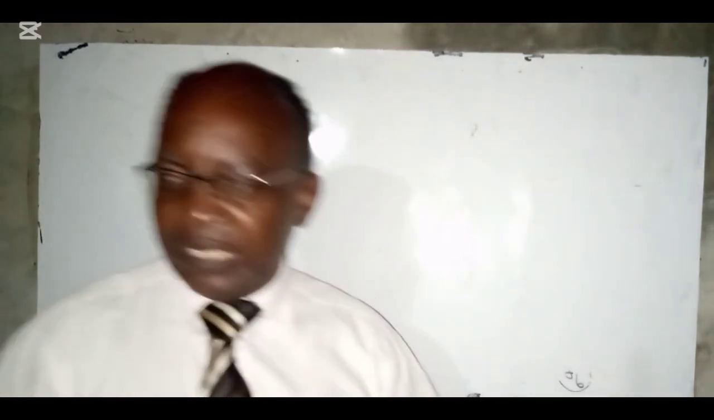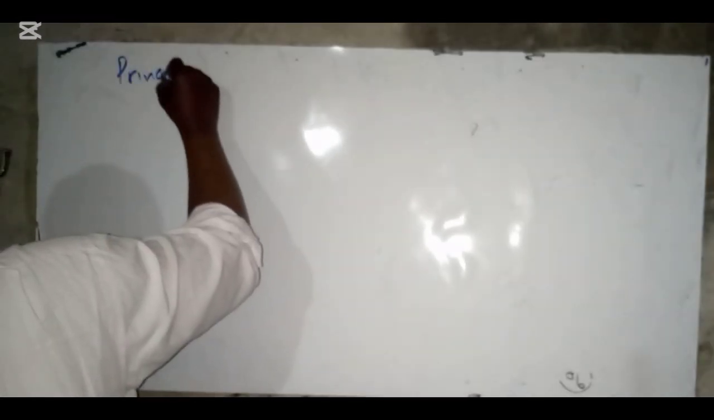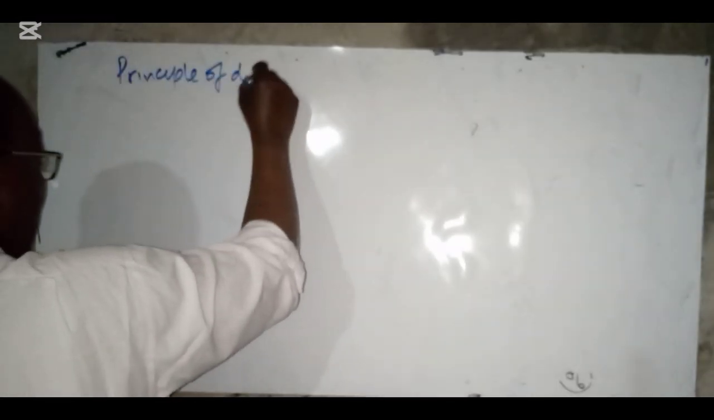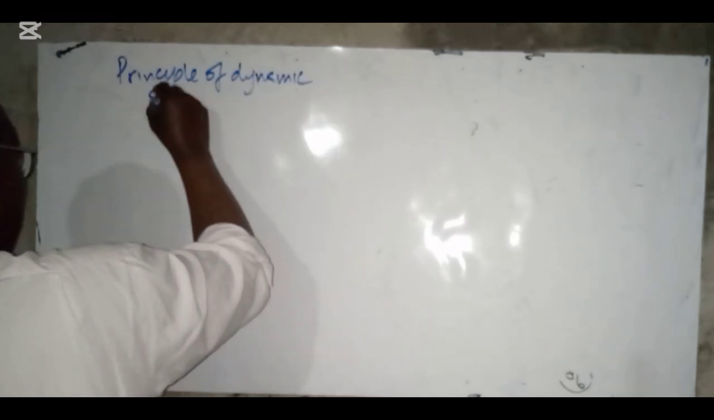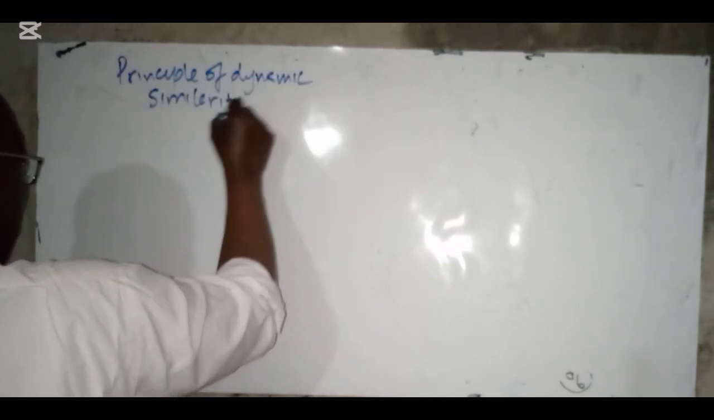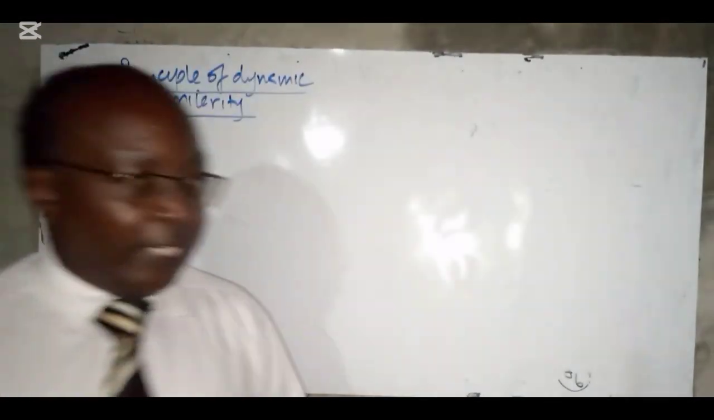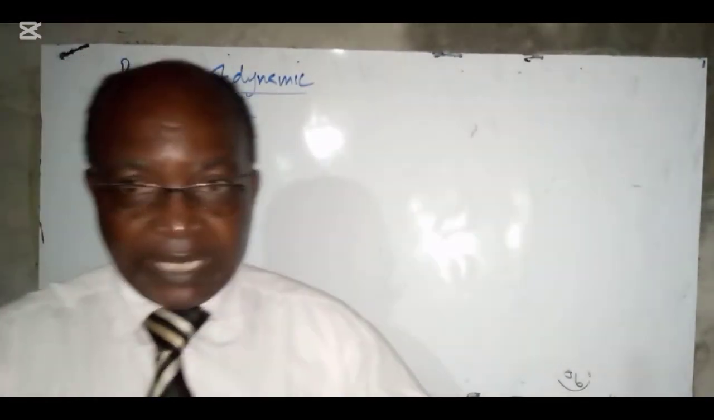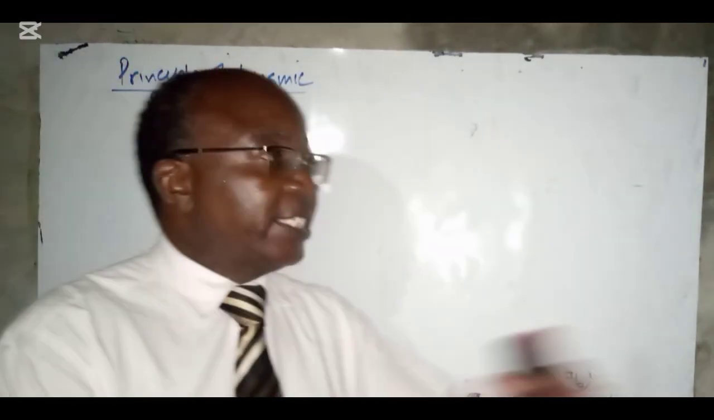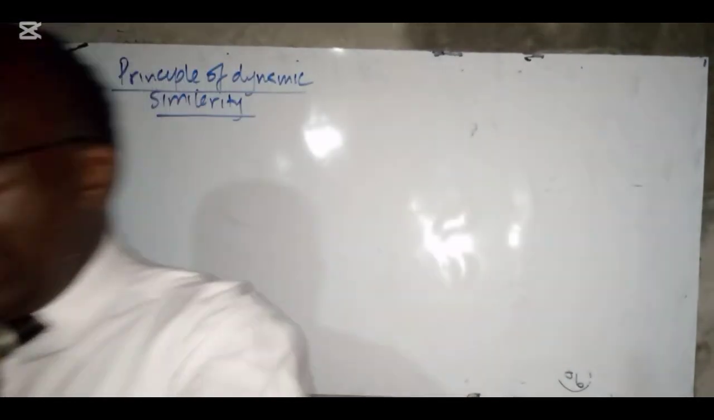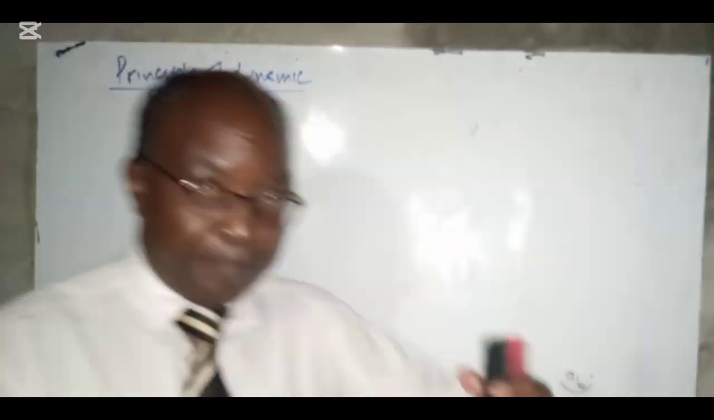Today we want to look at the principle of dynamic similarity. This is a principle which is built on the simple premise that if you can know certain characteristics of a smaller unit, and it bears similarity to a bigger unit, then you can extrapolate your data to be able to interpret the behavior of the bigger unit.